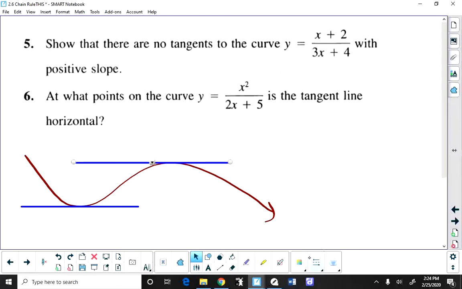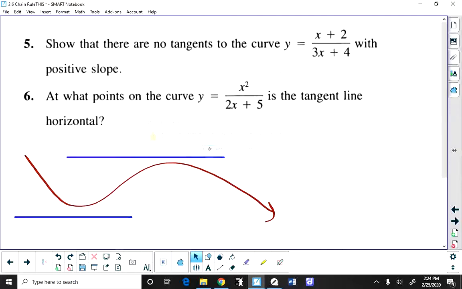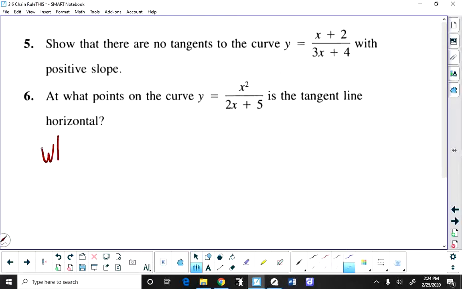What's interesting about a horizontal tangent is it's a maximum or a minimum. It's a very useful tool. But the bottom line is the slope is 0. A horizontal tangent has to have a slope of 0, and that means what this question is saying is the following: where does dy/dx equal 0? That's what the question is saying.